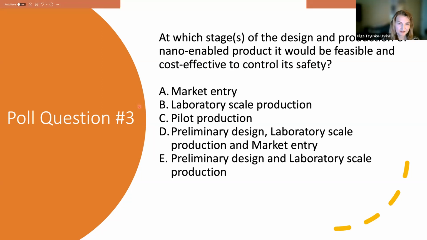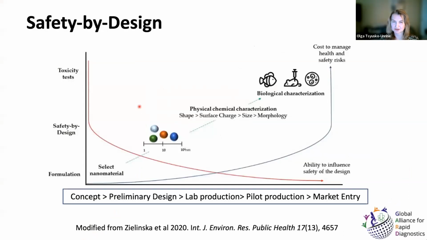I see different responses. The majority went for preliminary design and laboratory scale, and that would be the correct answer. We definitely do not want to control it at market entry because it's the last stage. But good job, guys. Some people said preliminary design, laboratory scale production, and market entry. I put that in to make it a little tricky, because market entry is there.